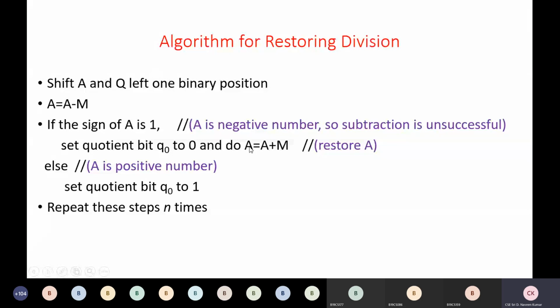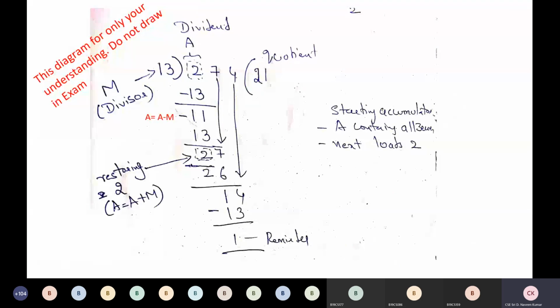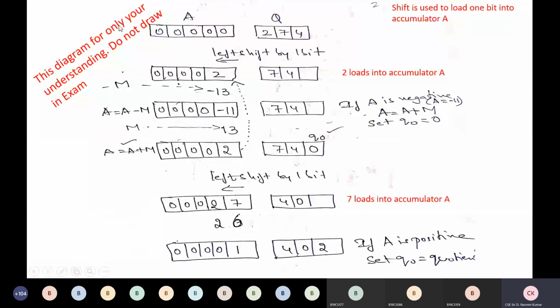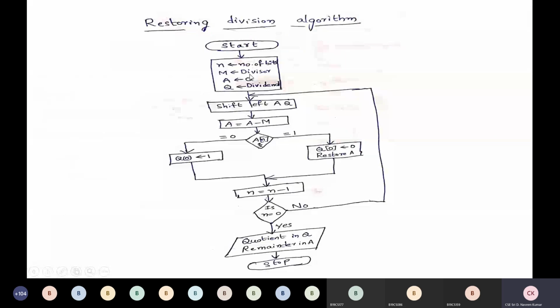This is important. When asked about restoring division, do not write all of this; I took decimal numbers for the example and kept them in red for your understanding, so do not draw them in the exam. What you need to write is this algorithm, and you can also write this flow chart if required. If you are interested in the flow chart, it is the same thing, the same operations represented in flow chart format: the restoring operation, the same algorithm in the flow chart.